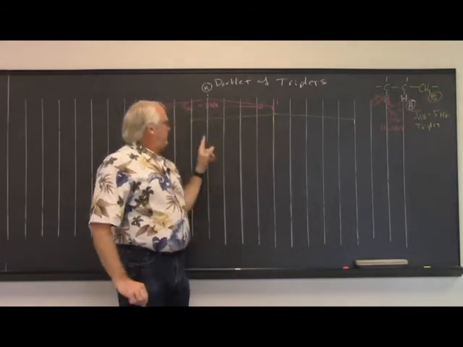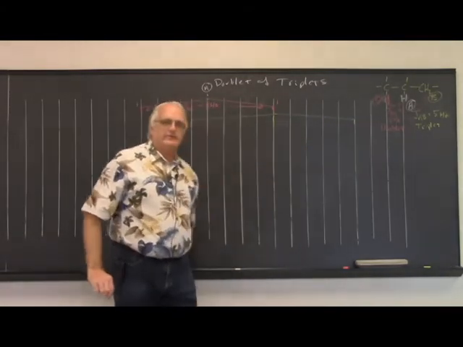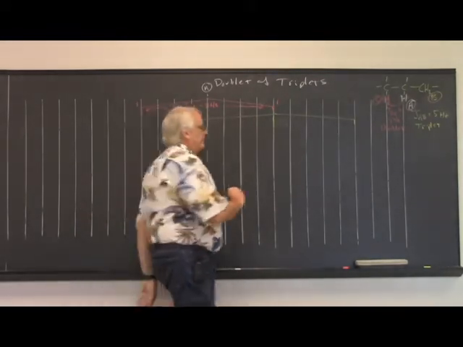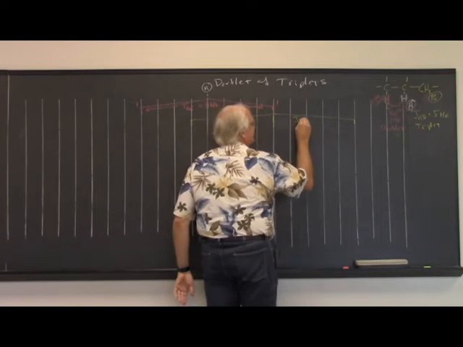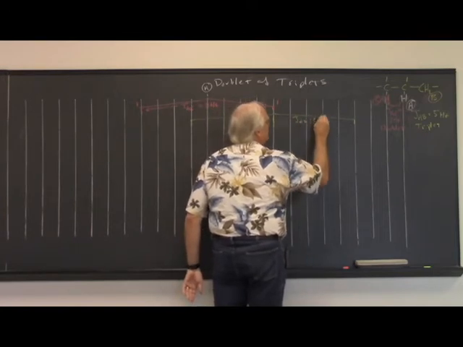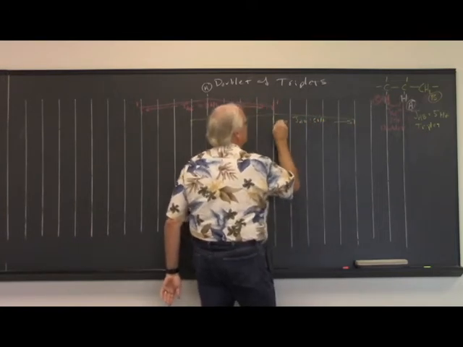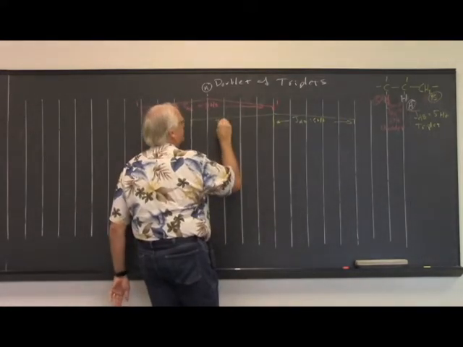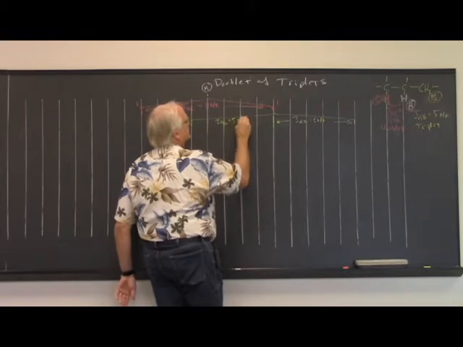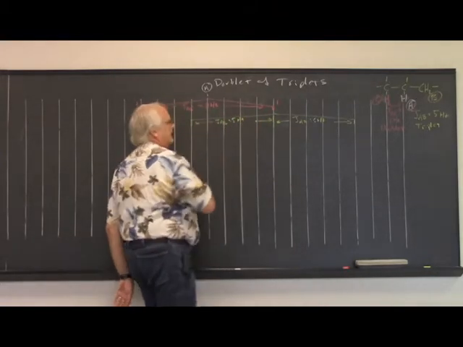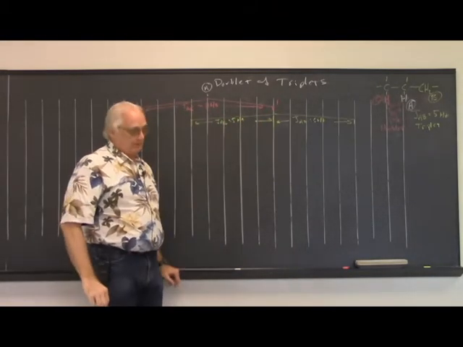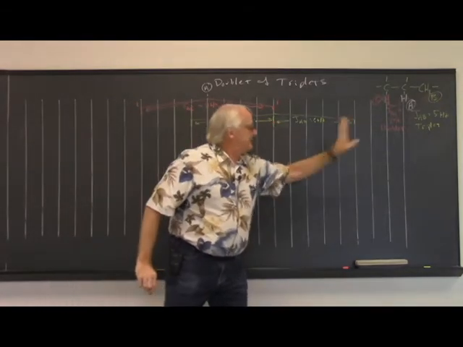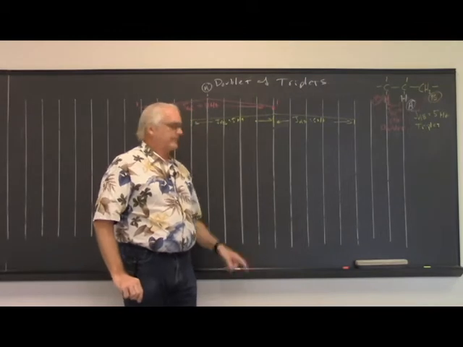Sometimes folks will get confused. They'll say, but from here to here, that's a distance of 10 Hertz. True, but the coupling constant tells you this. JAB is 5 Hertz, the separation between each part of the triplet. JAB equals 5 Hertz here as well. 10 Hertz total across, but these are 5 Hertz apart, these two 5 Hertz apart.